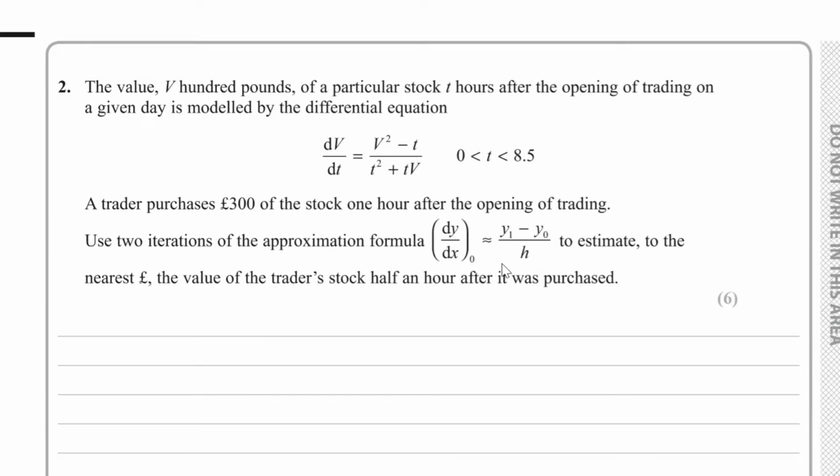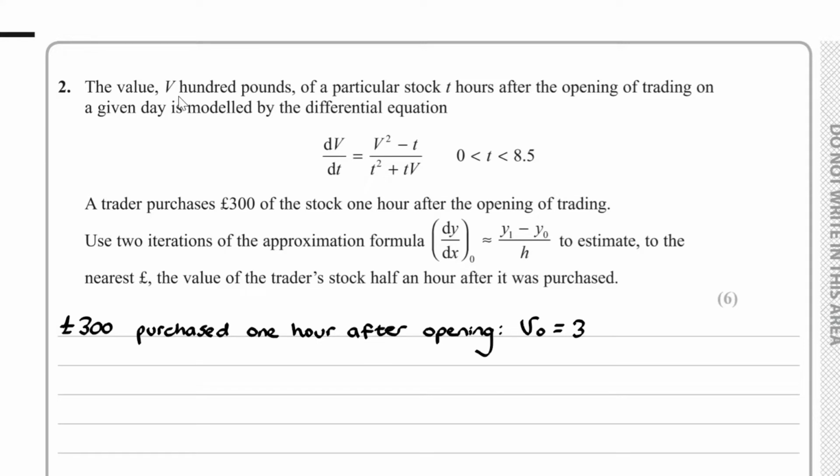Well, there's a couple of things we need to bear in mind. First of all, regarding this statement here, £300 purchased after 1 hour of opening tells us that V0 is equal to 3. Remember, V is in £100, and t0 is equal to 1.